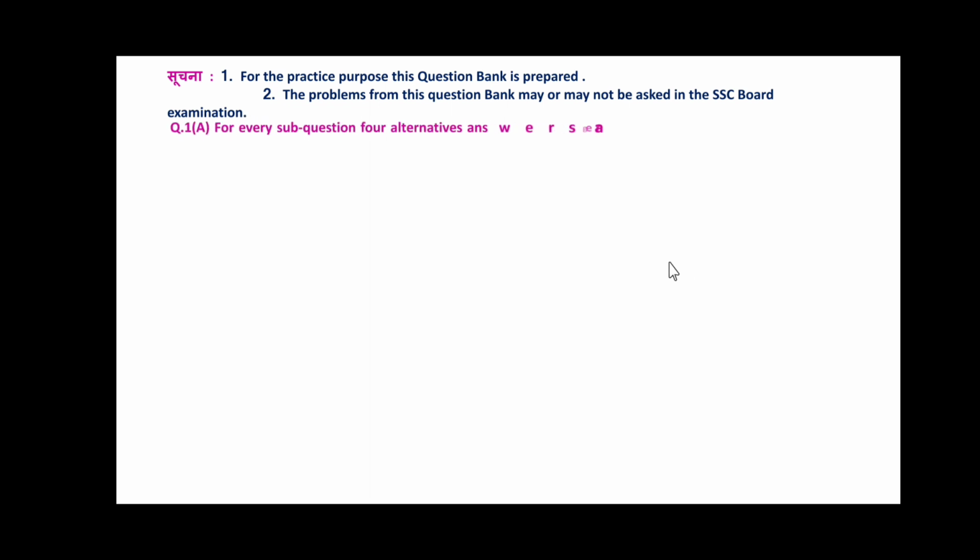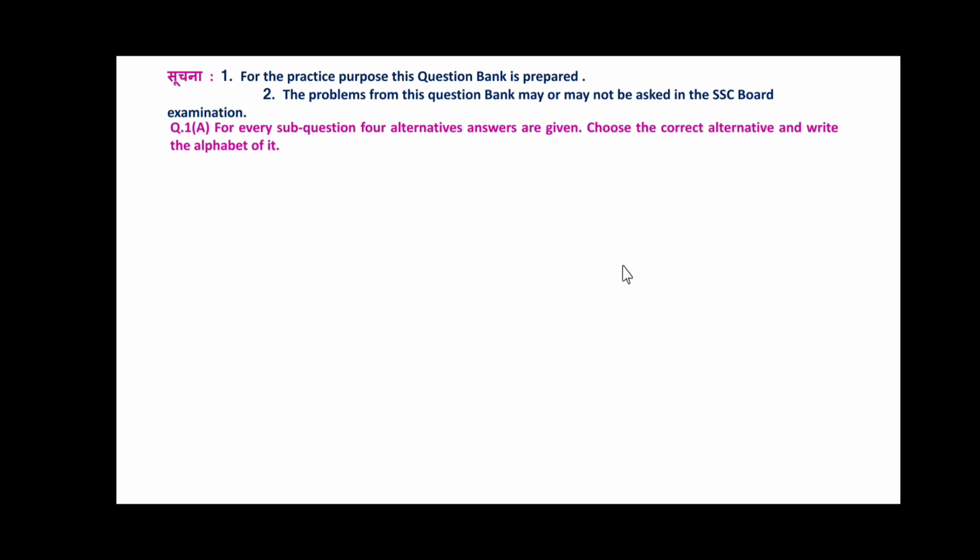In question number 1A, for every sub-question, 4 alternative answers are given. Choose the correct alternative and write the alphabet of it. Friends, it is important that you write only the alphabet of the answer, A, B, C, D or whatever it may be. You have to write only the alphabet, not the whole answer.